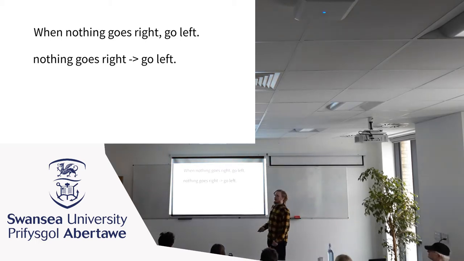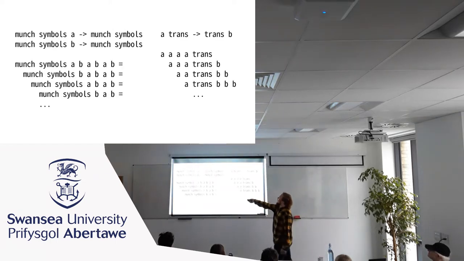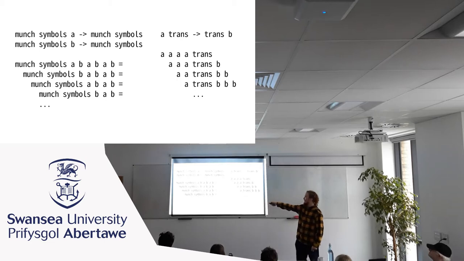With this very simple style, we can already do computation. Some examples. I brought a much simpler function. When we see exactly a munch and exactly a symbol, exactly an A, we go over to munch symbols. So if our memory is made out of several symbols and we apply these rules step by step, we're going to munch the A's and B's. Another example: we can transform A's into B's with just one simple rule.